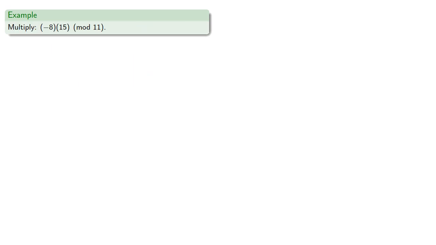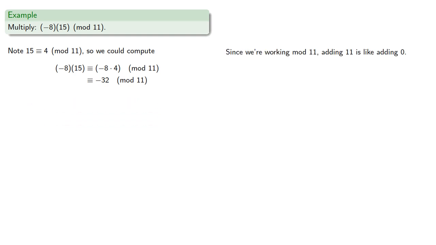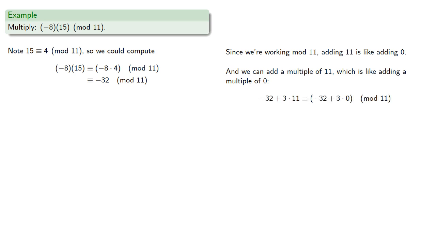Let's try to multiply. So we note that 15 is congruent to 4 mod 11, so we could compute the signed product in the ordinary way. Since we're working mod 11, adding 11 is like adding 0, and in fact we can add a multiple of 11, which is like adding a multiple of 0. So negative 32 plus 3 11s is congruent to negative 32 plus 3 zeros, and so we get 1 is congruent to negative 32.